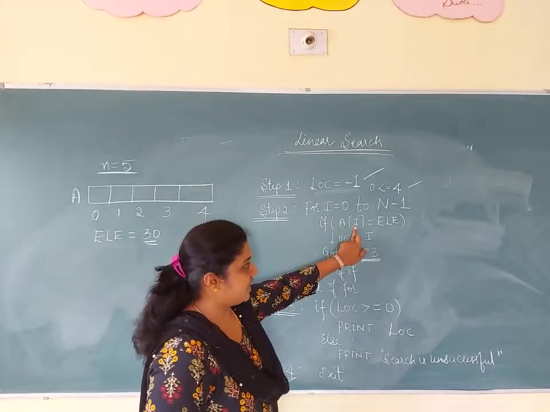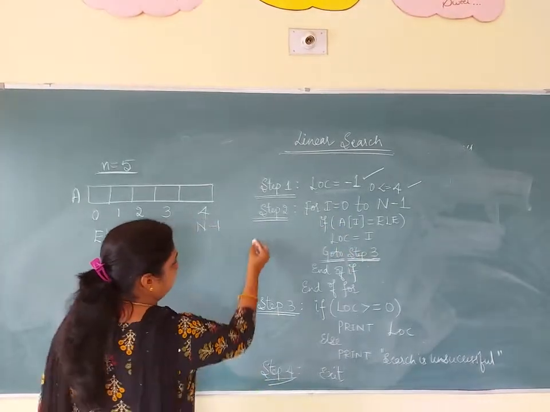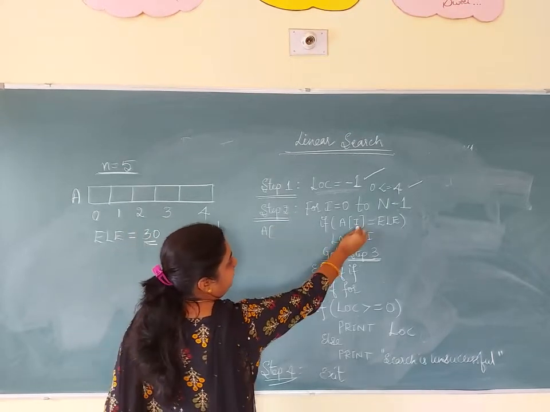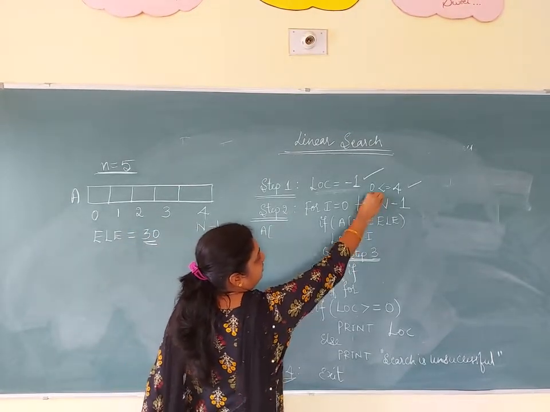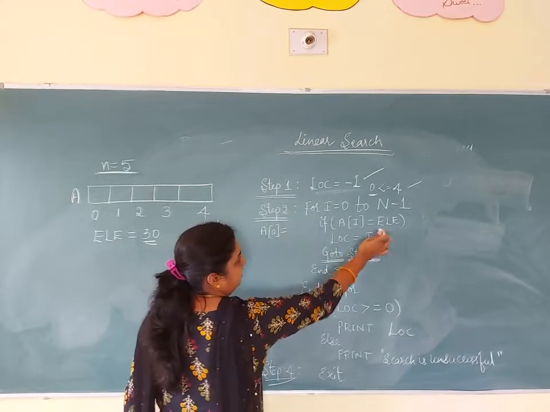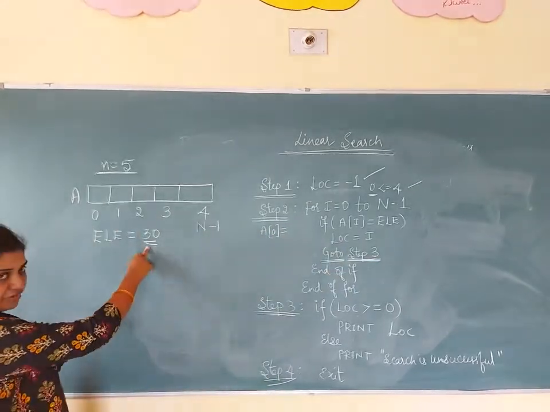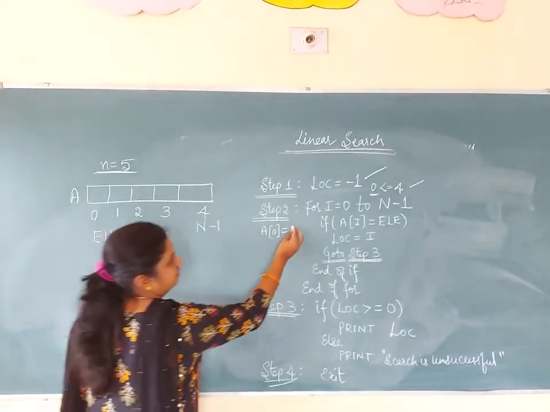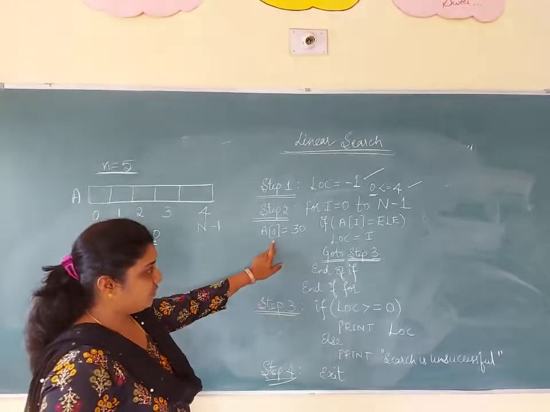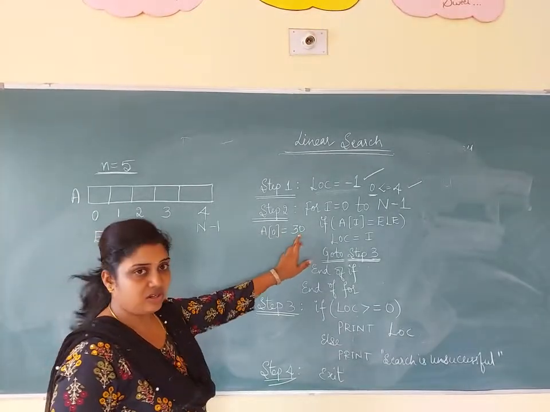A of i, that is, what is the i value? i value is 0. A of 0 is equal to element. I already said which element I want to find: 30. Element 30. Whether A of 0 is equal to 30 or not.